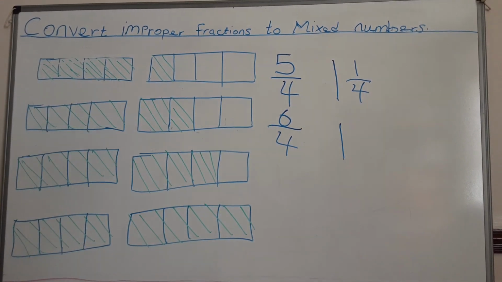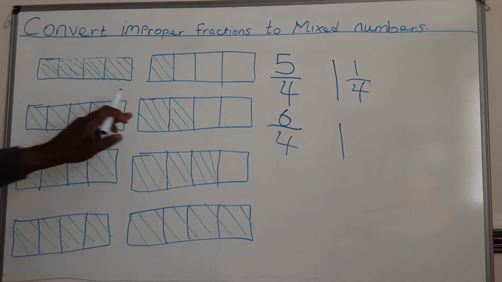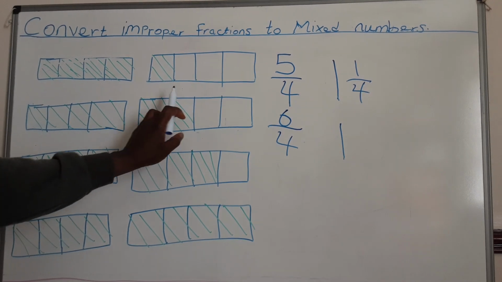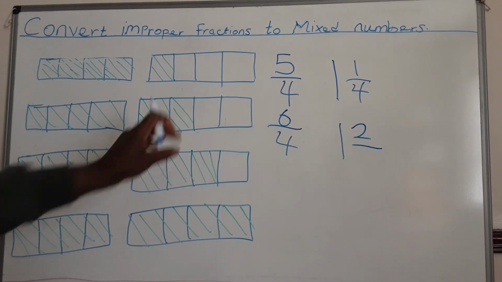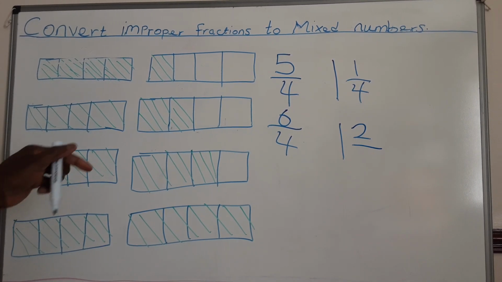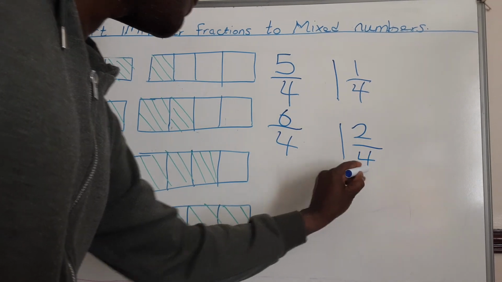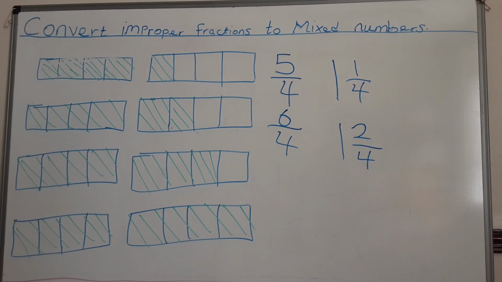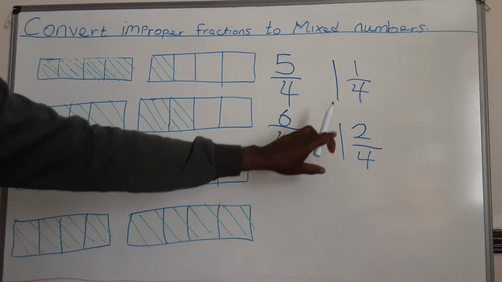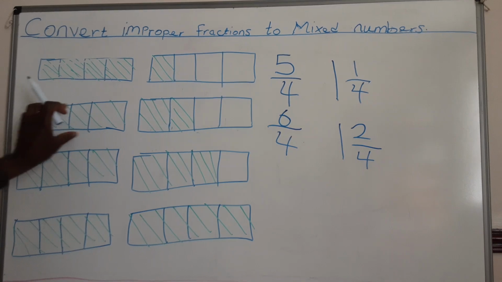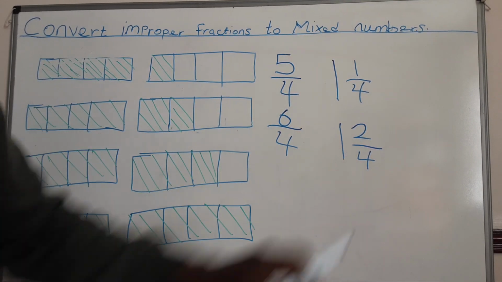Now let's move to the next bar. How many parts are shaded? We can see that it's 2. 1, 2. So we put our 2 here. And how many parts is the bar model divided into? Into 4. 1, 2, 3, 4. So we put our 4 here. So when we convert the improper fraction, that's 6/4, into a mixed number, we get 1 whole and 2/4.